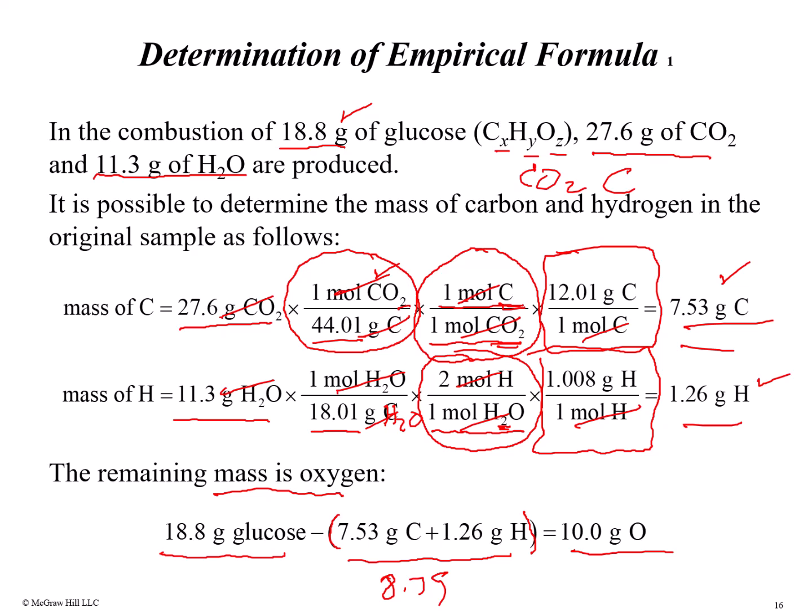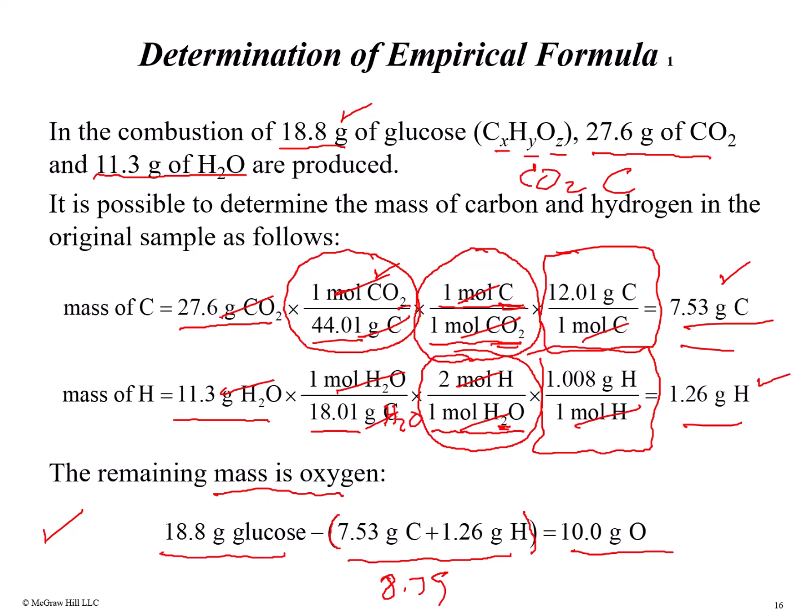So don't forget this step. A lot of students miss this step, and it's easy once you've done most of the work. You just have to go one extra step and take the total mass minus the mass of the carbon and the hydrogen, and you get the mass of the oxygen.